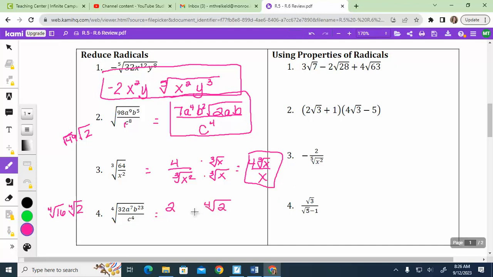If you have 7 A's, how many groups of 4? That leaves 3 underneath. And if you have 23 B's, how many groups of 4? And that leaves 3 underneath. On the bottom, 4 C's, so that leaves 1 group of 4. And the radical is off the bottom.